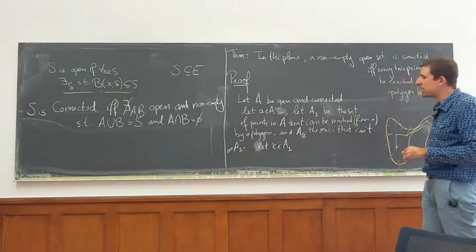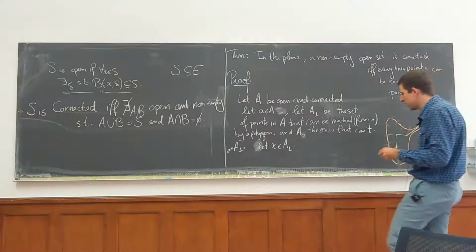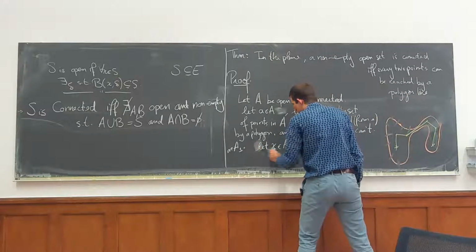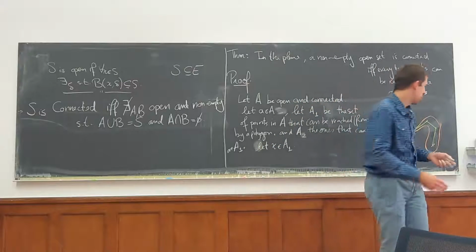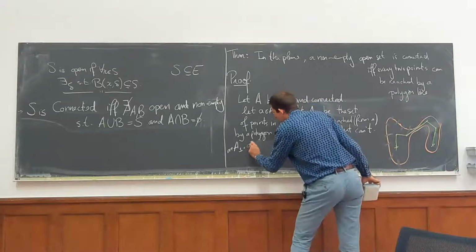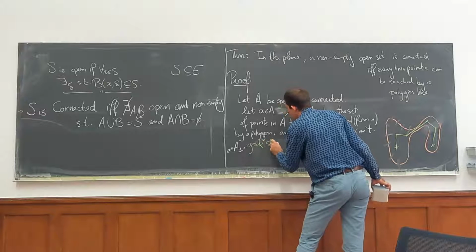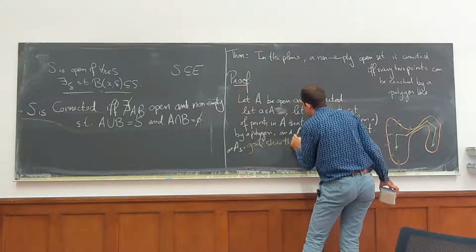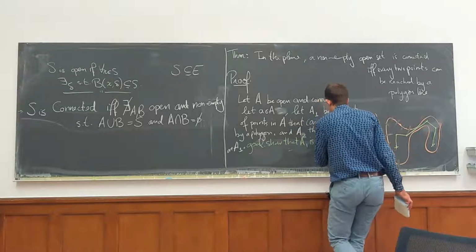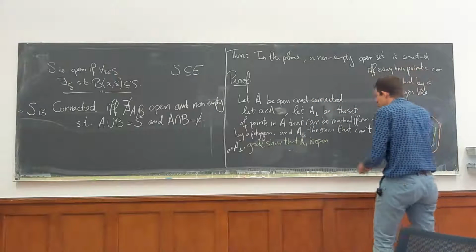Okay, so let's take X in A1. I should maybe keep track of what the goals are. To follow the proof, it's easier if I just keep the goal. I'll write it in another color. Goal: show that A1 is open. Okay, so how do we achieve this goal?